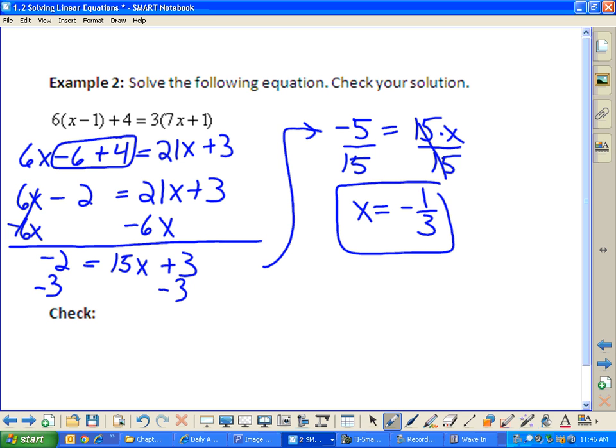Don't forget to leave your answers in lowest terms. If you fail to reduce, you know I take a little bit of credit off for that, so watch out. Got to leave your answers in lowest terms. Completely simplified, if you will.